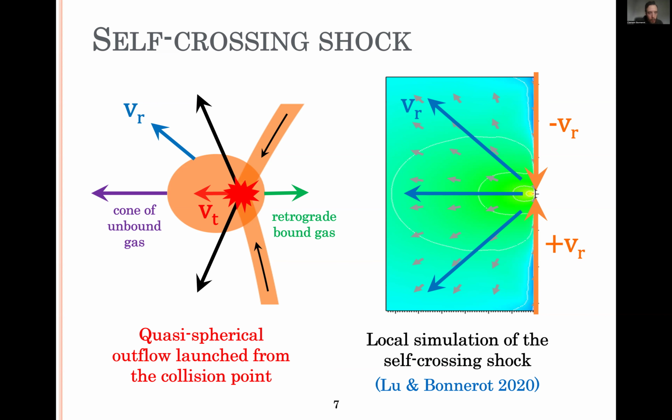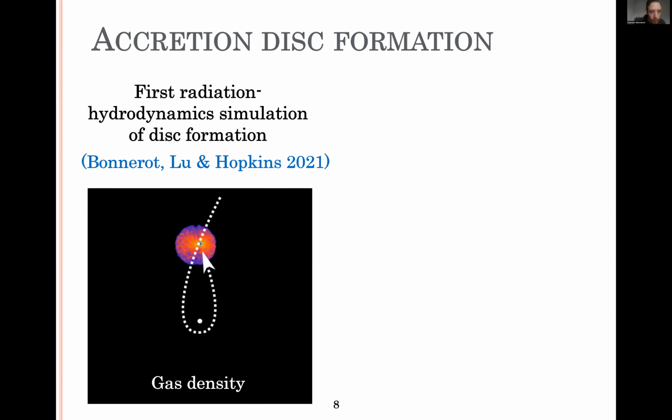All right, so what happens next is that this outflow will keep expanding, and the goal here is to use the properties obtained from this local simulation to study what happens next inside, using a global simulation. So this is the global simulation, which is a radiation hydrodynamic simulation.